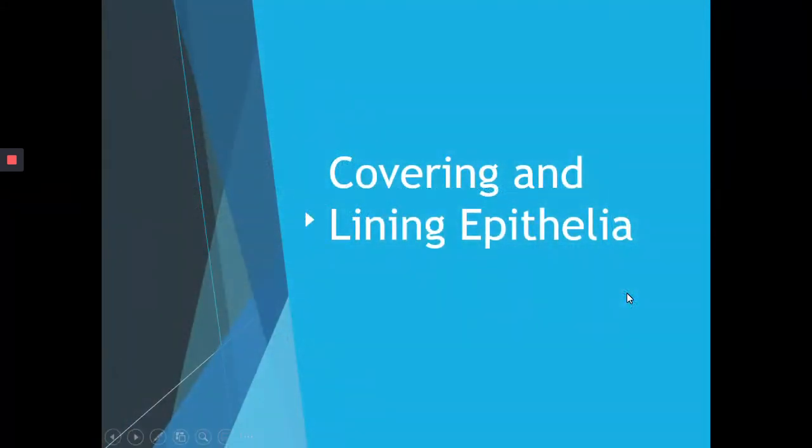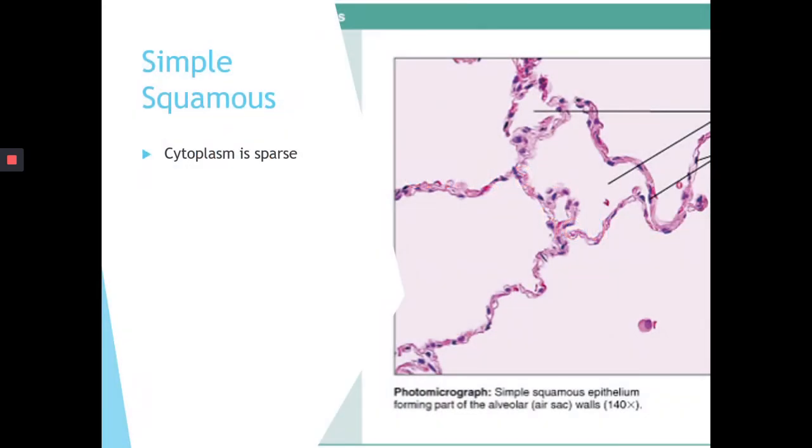So as we talk about this covering and lining epithelial, the first of these that we're going to begin to talk about is the simple squamous epithelial tissue. Now again, you can begin to follow along with these in your book as you look on page 119. And again, simple squamous cells are flattened laterally. Their cytoplasm is sparse. And again, they kind of look like a tiled floor. We get a chance to see these particularly in the alveoli of the lung tissue.